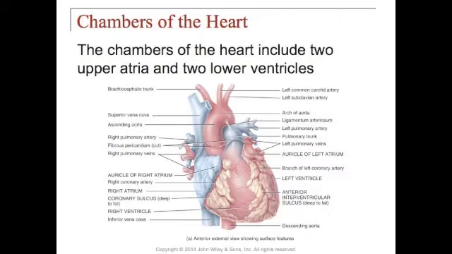So back to figure 20.3 on page 731. The chambers of the heart include 2 upper atria and 2 lower ventricles. The sulci, plural for sulcus, are grooves that contain blood vessels and fat and that mark the external boundaries between the various chambers.